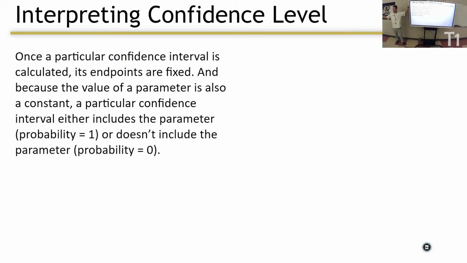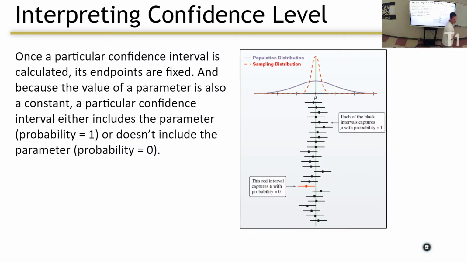This is going to validate what I'm saying, okay? One particular confidence interval is calculated. Once it's calculated, the endpoints are set. They don't move. The population is set. The parameter is also constant. A particular confidence interval either includes the parameter, 100%, or it doesn't, 0%.